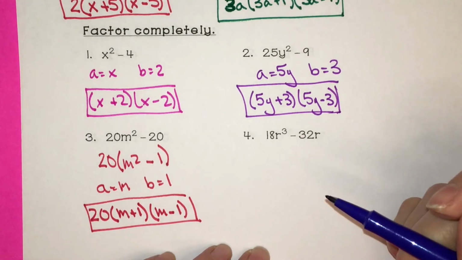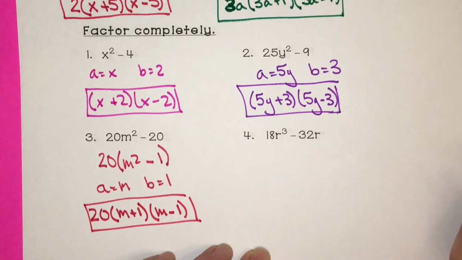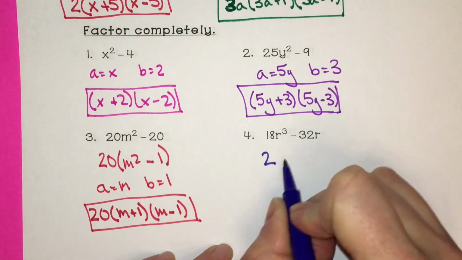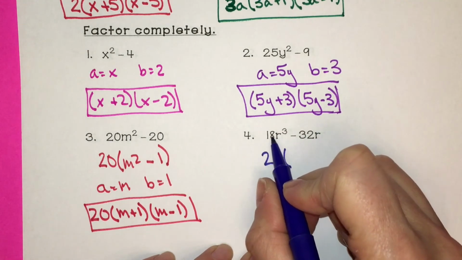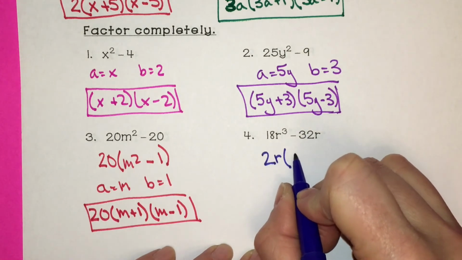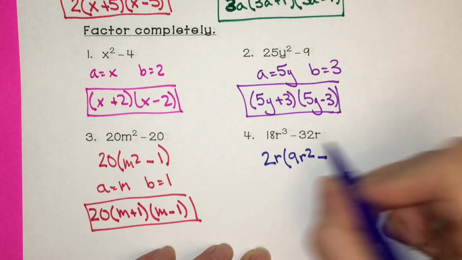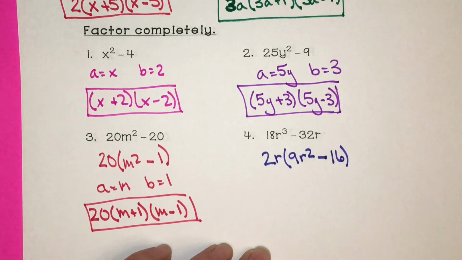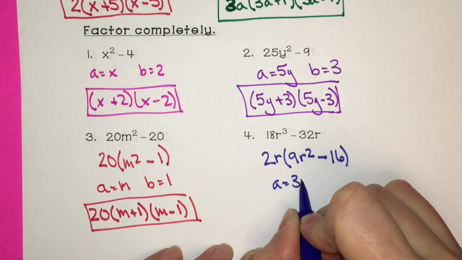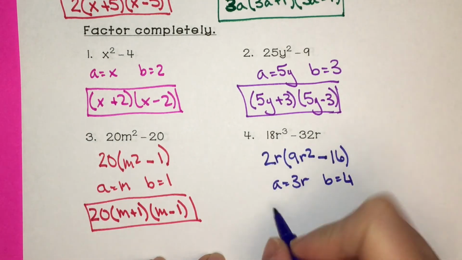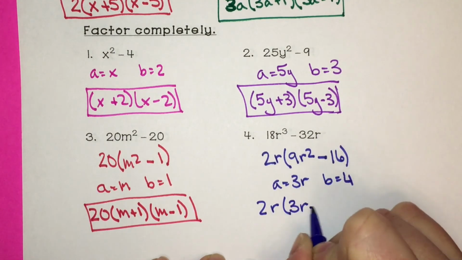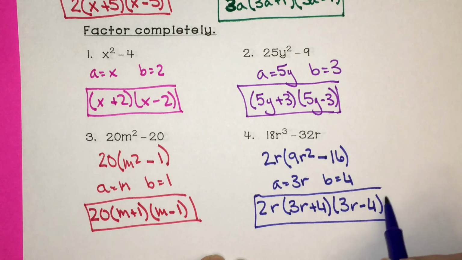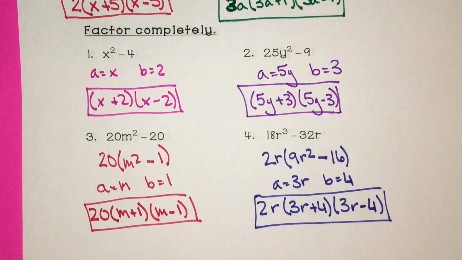Last one. All right, we can divide both 18 and 32 by 2. And I can also factor out an r. And I'm left with 18r cubed divided by 2r leaves me with 9r squared minus 32r divided by 2r is 16. All right, now I need to figure out what a and b are. My a value is 3r, my b value is 4. So the answer is 2r times 3r plus 4 times 3r minus 4. All right, hopefully you were able to use the formula that I gave you to factor all of the differences of two squares.